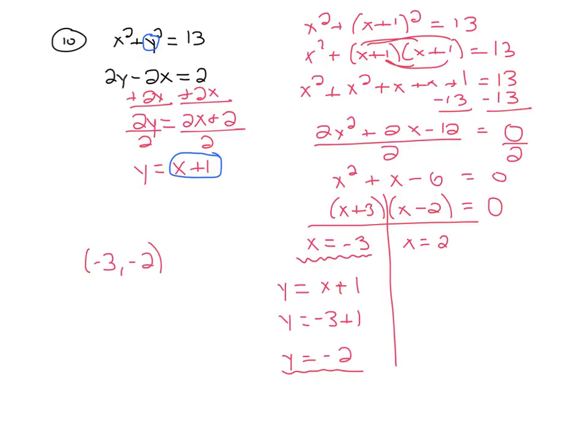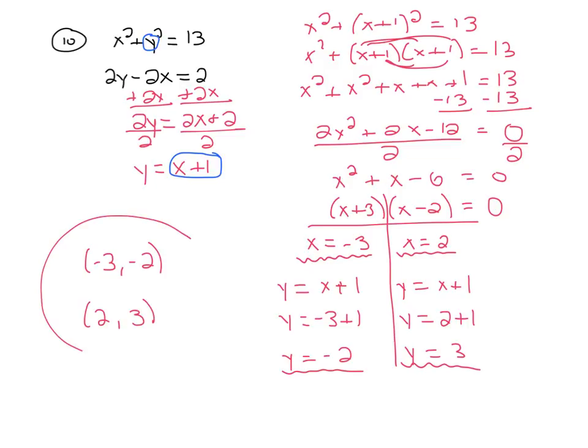Now let's figure out what y is equal to when x equals 2. So I'm again going to use that equation y equals x plus 1, but this time I'm going to substitute the x with a 2. So since 2 plus 1 is 3, when x equals 2, y equals 3. So I'm going to write that coordinate 2, 3. And those are my 2 points of intersection.